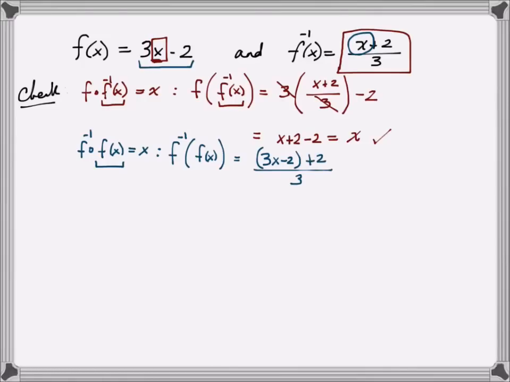And I still have the plus 2 and over 3 for the rest of f inverse. If I do this calculation, the 2's cancel, I get 3x over 3, which cancels to x. Those two computations basically show that the f inverse that you found earlier is indeed the correct inverse. Remember, when you check for a function inverse, you have to verify both cancellation properties.